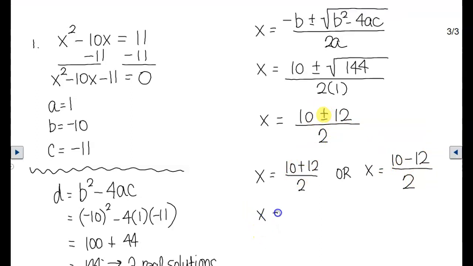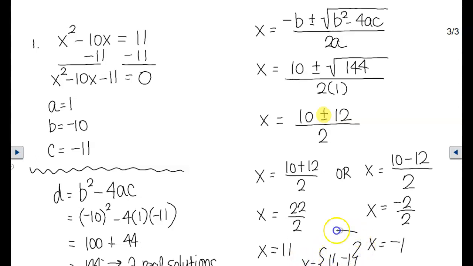All right, so first, I know over here I can do 10 plus 12. That's 22 divided by 2. And I can do 22 divided by 2 and get x equal to 11. And then on this side, I can do 10 minus 12 and get negative 2. And then negative 2 divided by 2 is a negative 1. So here are my two solutions, and notice they are indeed real numbers. So in this equation, the solution would be x equals 11 or negative 1.